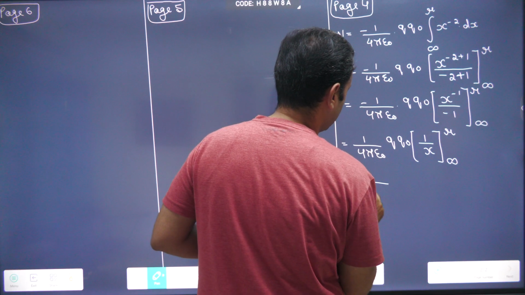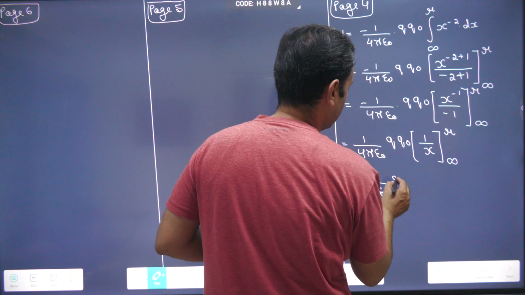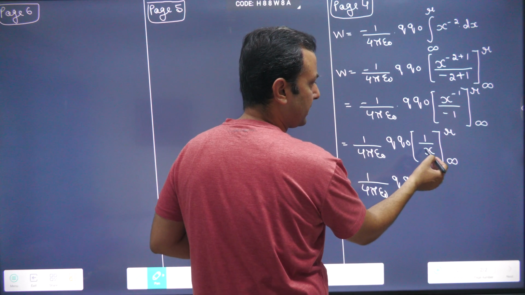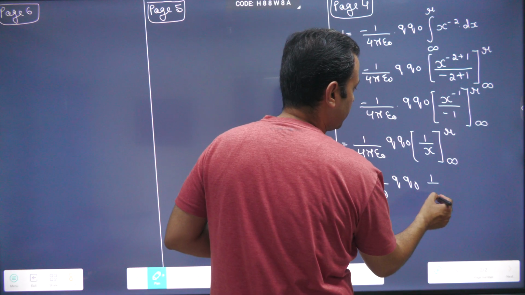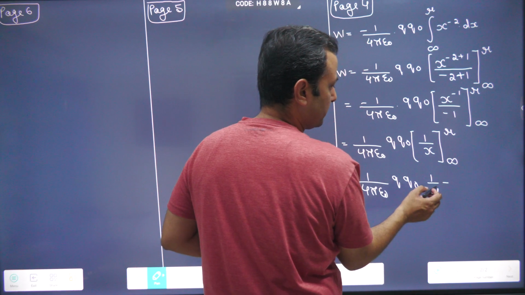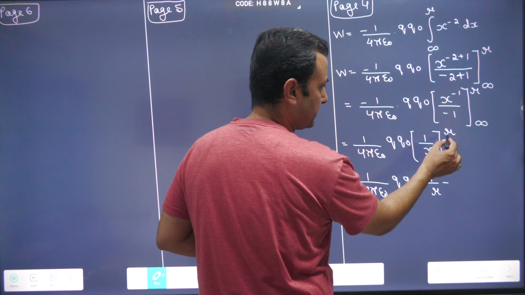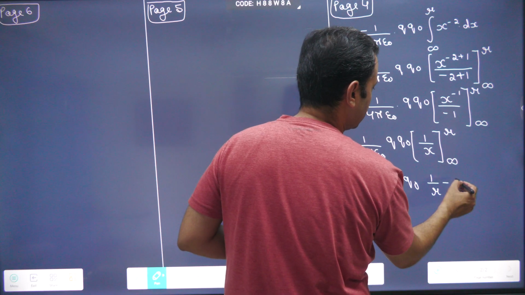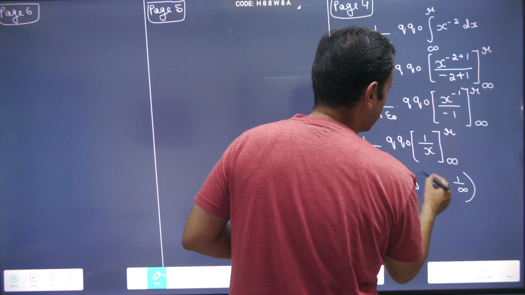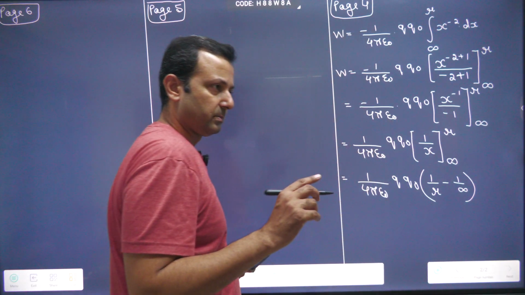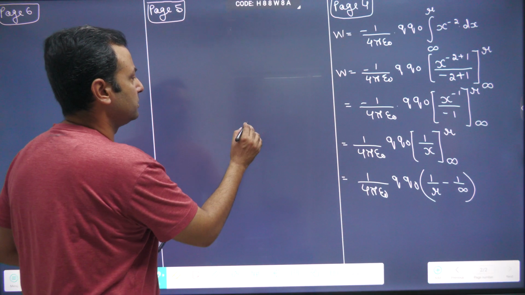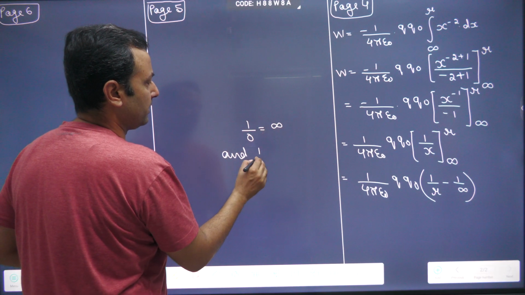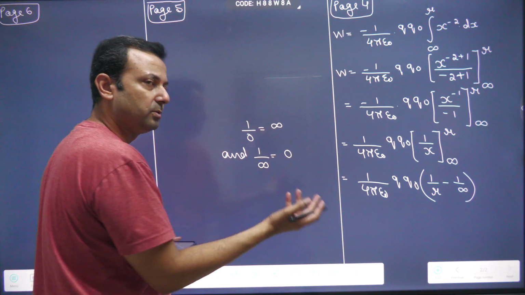Now 1 upon 4 pi epsilon naught q naught. First of all, I have to keep this r in place of the variable. So 1 upon r minus the upper limit. I substitute the upper limit first, then subtract, then the subtraction sign, and 1 upon infinity. What is 1 upon infinity? Please remember it: 1 upon 0 is equal to infinity, and 1 upon infinity is equal to 0.